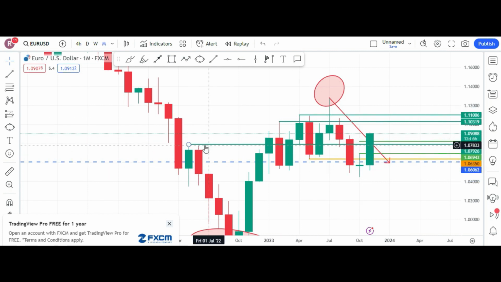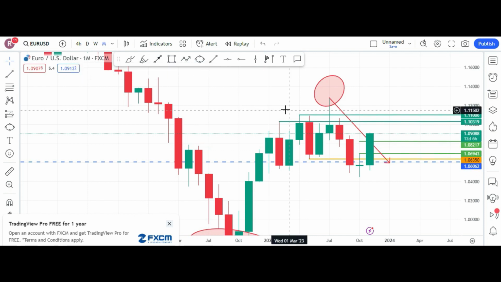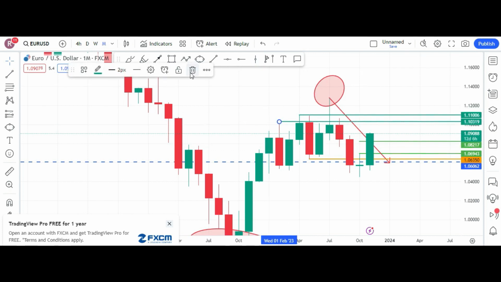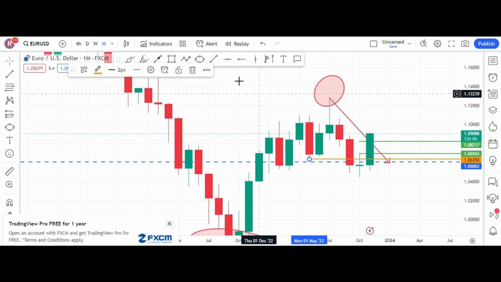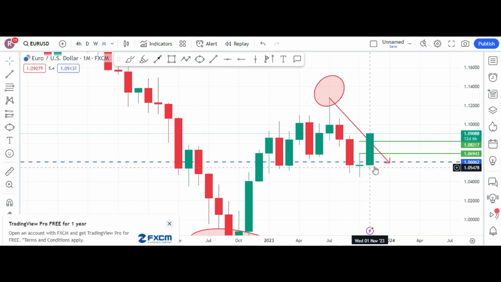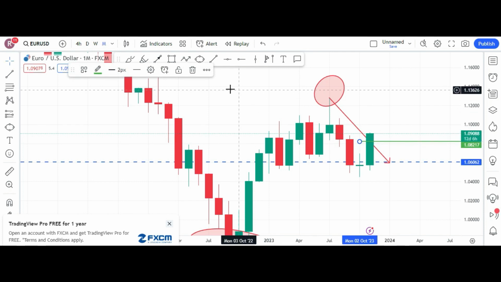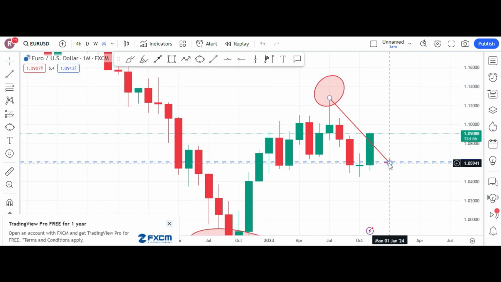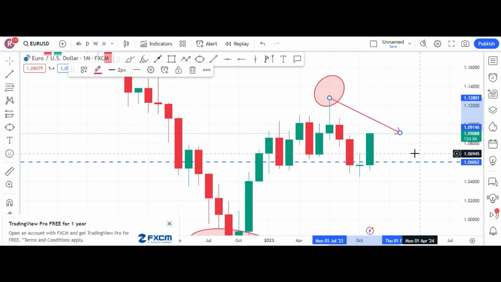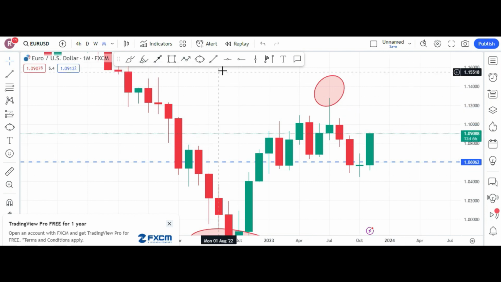So let us get rid of these lines so we can do things more clearly, more visually alluring on your part to understand what is going on. So up to last month it was bearish, now we can see it is bullish. So let us remove this.